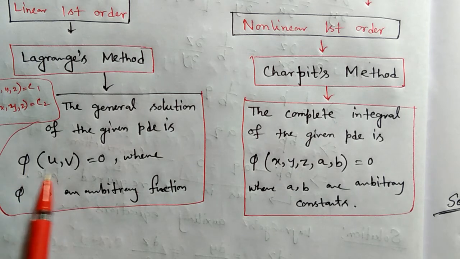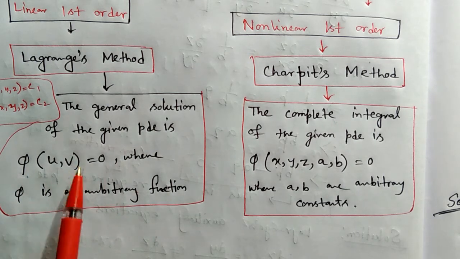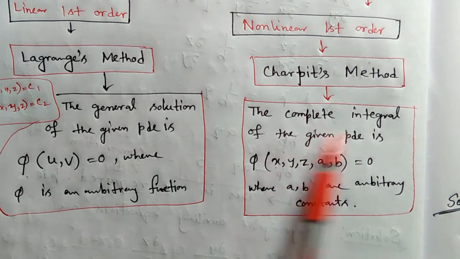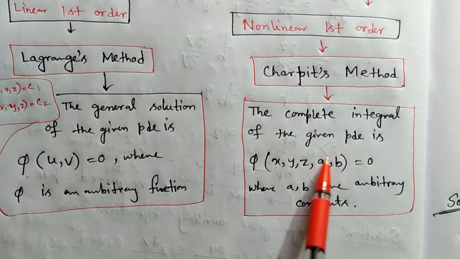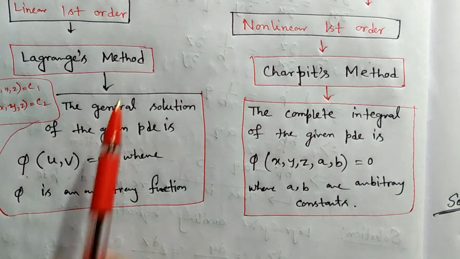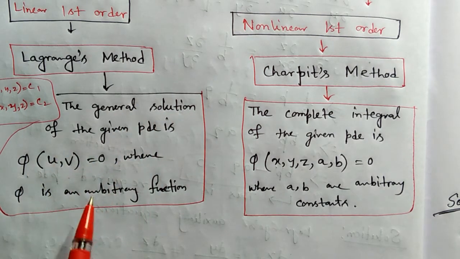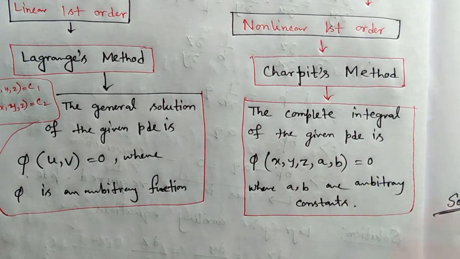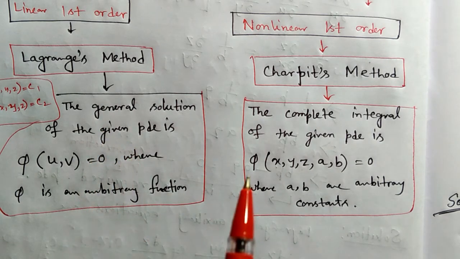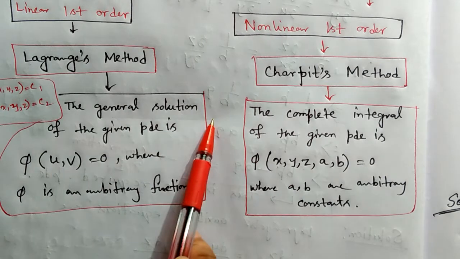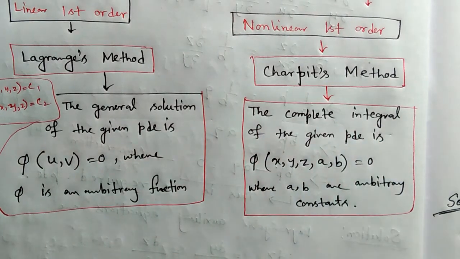In case of general solution, we get the solution is of the form where phi is an arbitrary function, and in case of complete integral we get the solution which is of the form this, where a, b are arbitrary constants. So in case of general solution, the solution contains an arbitrary function. In case of complete integral, the solution contains arbitrary constants. Now what is the geometrical representation or significance of these two solutions, general solution and complete integral?